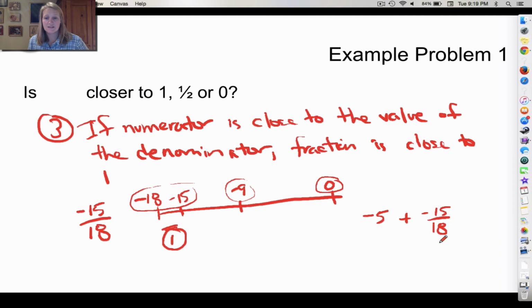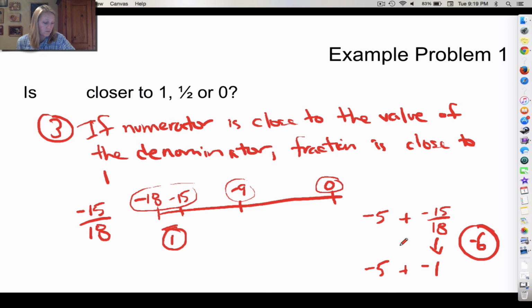And since this can be rounded to negative 1, because it's closer to negative 1, not closer to negative 1/2, you would then add the negative 5 to the negative 1, and you would get your average to be around negative 6, or your rounded answer would be around negative 6. Okay? So this is one type of example.